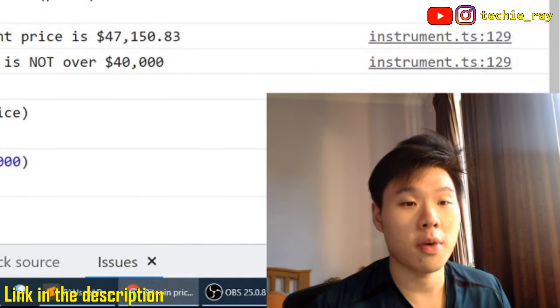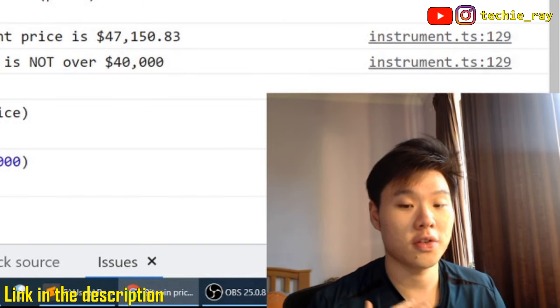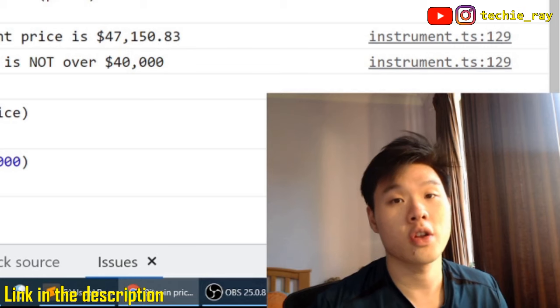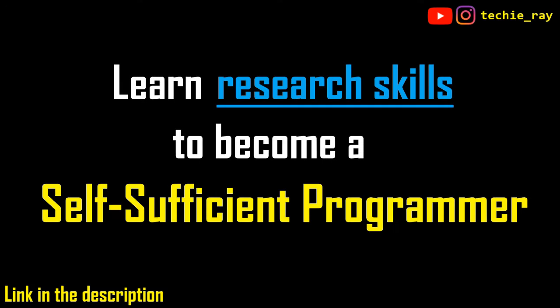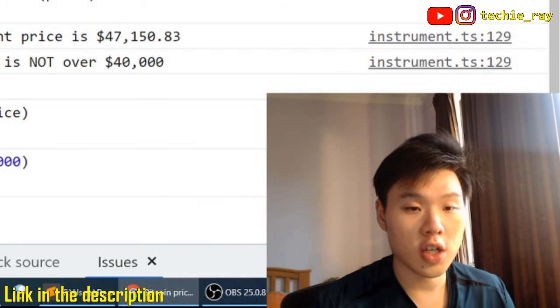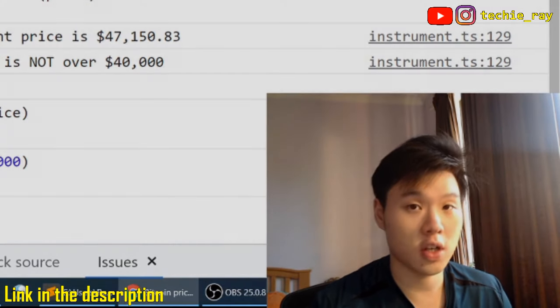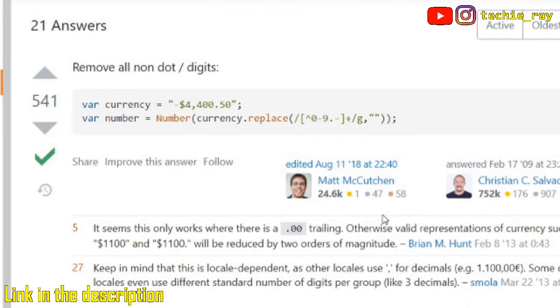A good programmer is one who's able to search the answers even when they don't know the answers. So here, one research tip is to be really specific with your searches. And to see here, someone has answered that question.